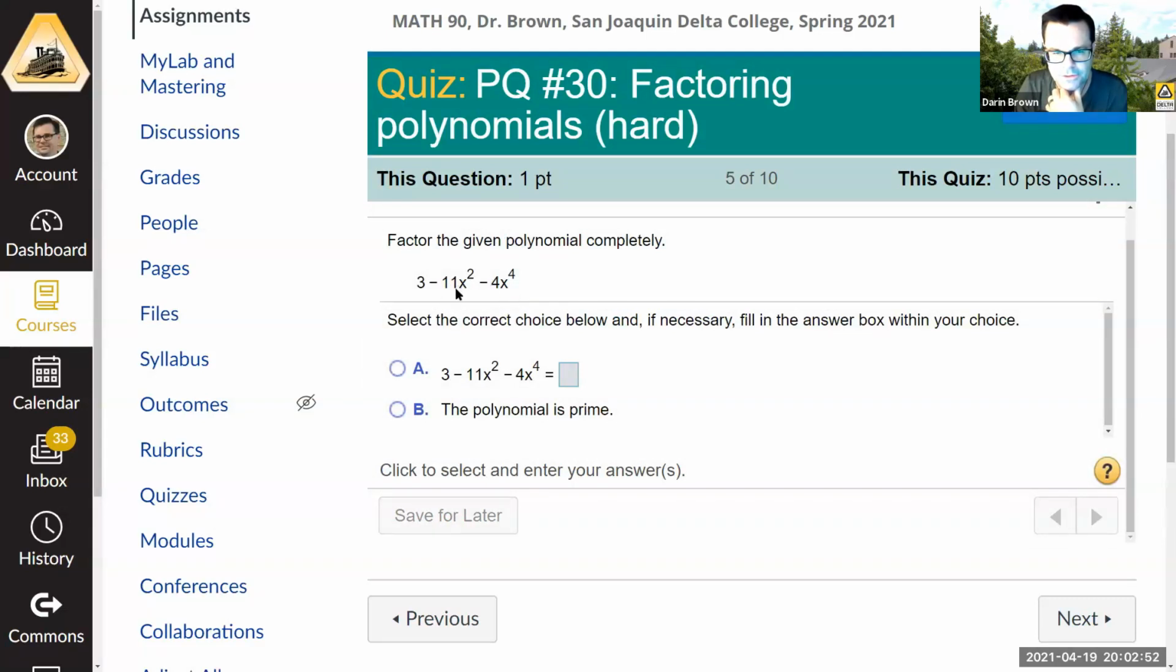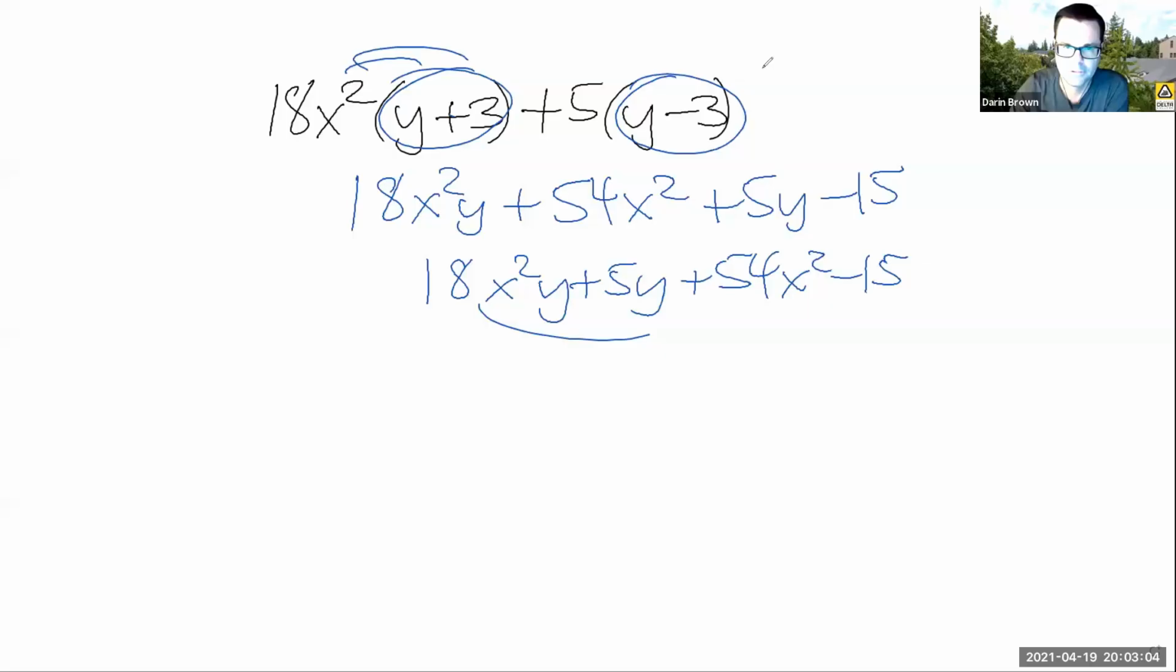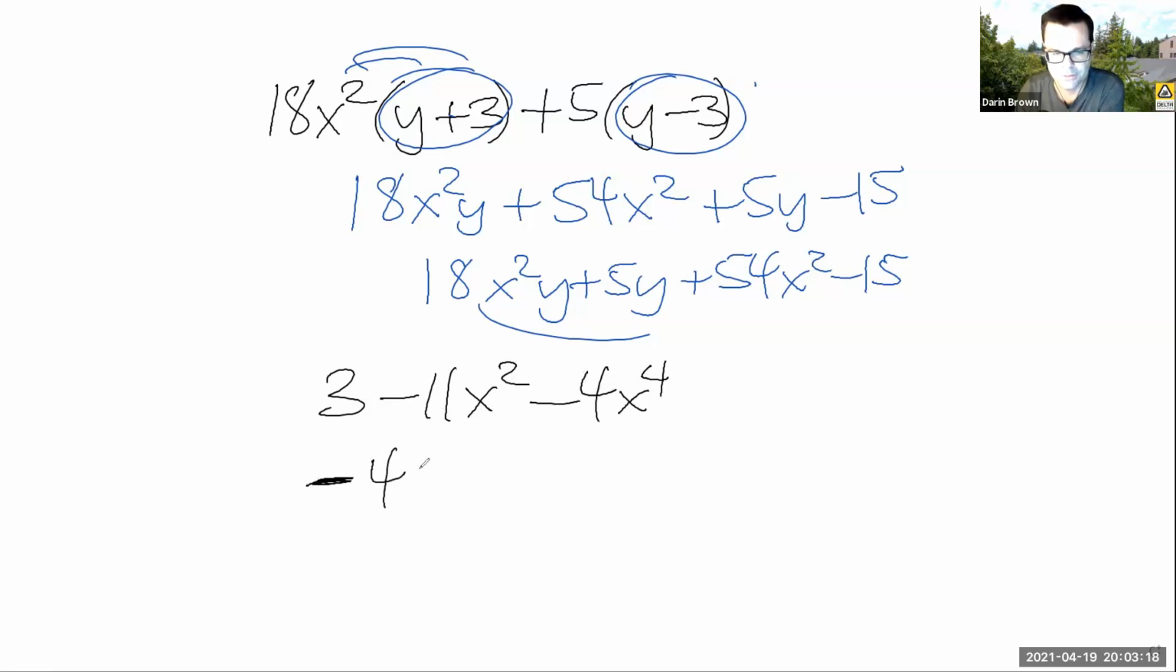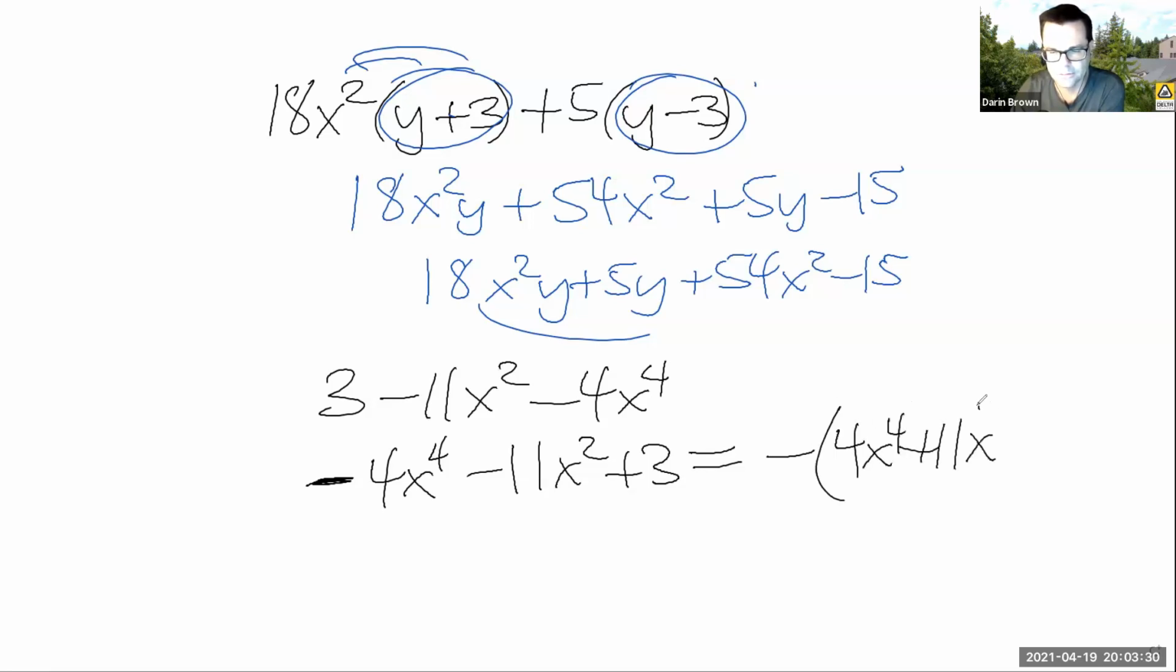Okay, this one. So this one's a little tricky. So this is an idea, substitution. So let me go over this. It was 3 minus 11x squared minus 4x to the fourth. So the problem here is, well, there's a number of things. If we rewrite the order of the terms, it's minus 4x to the fourth minus 11x squared plus 3. We want to factor out a minus, which would then be 4x to the fourth plus 11x squared minus 3. Okay, so that's not a big deal so far.